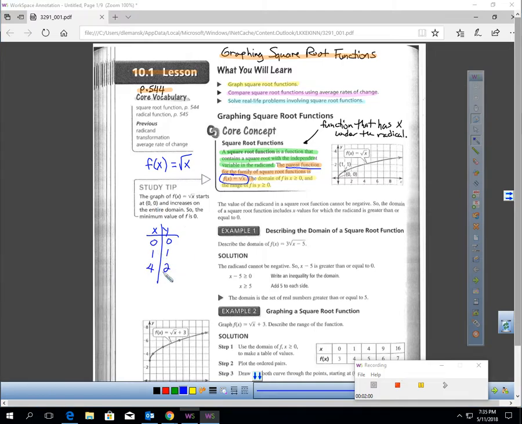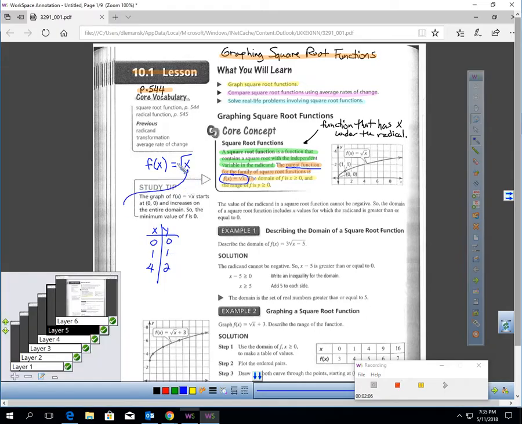Now you might wonder, why didn't he plug in 2? Well, think. If I put a 2 in here, do you know what the square root of 2 is off the top of your head? And I hope you're thinking, no. We want to use perfect squares. So 0, 1, 4, 9 is a perfect square. The square root of 9 is 3.